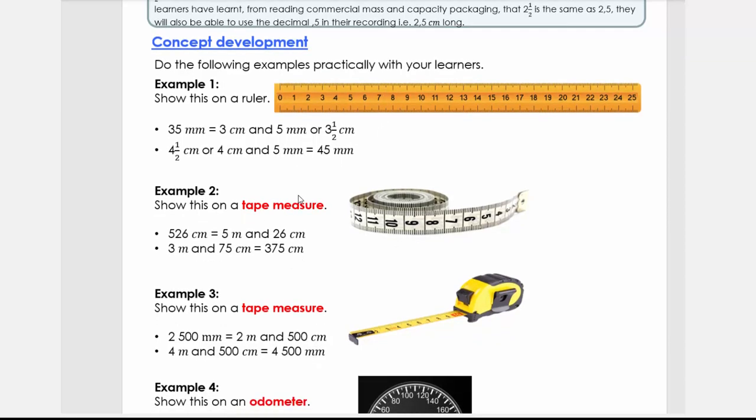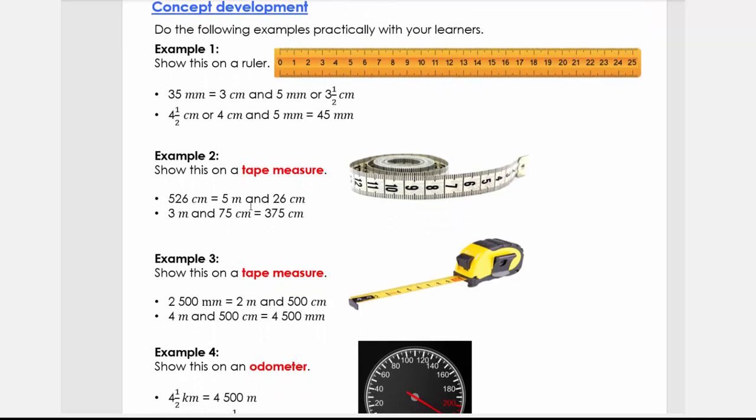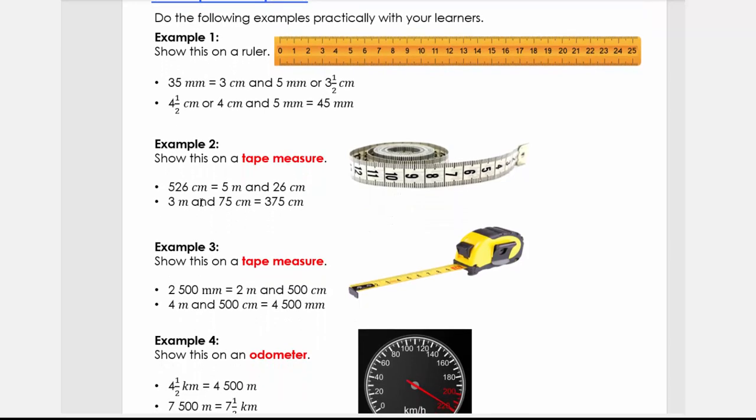So let's then go to the measuring tape. Here you need some space if you want to show this. So it's 526 centimeters. Show me on the measuring tape where's 5 meters and then 26. And now the other way around. Show me 3 meters and 75 centimeters. And then why do we say it's 375 centimeters?